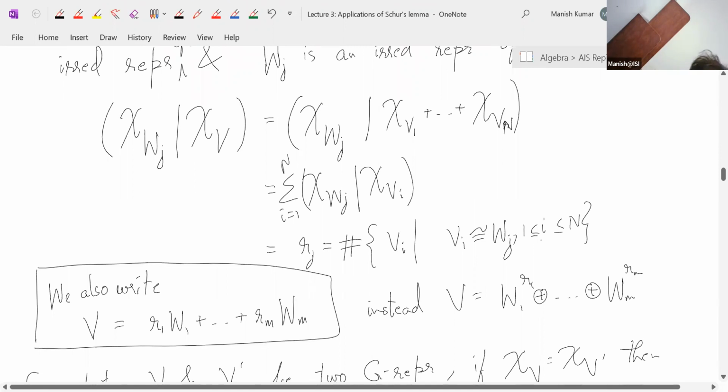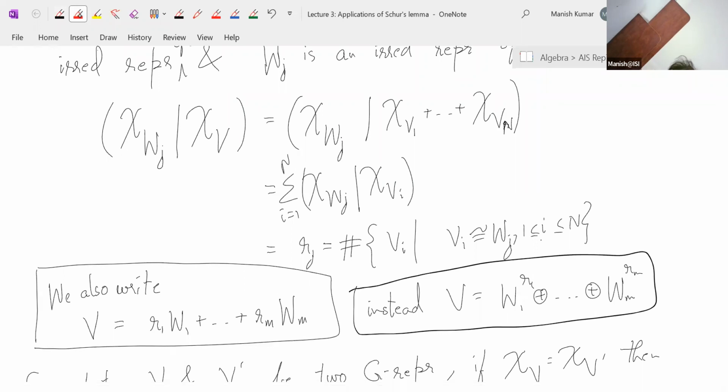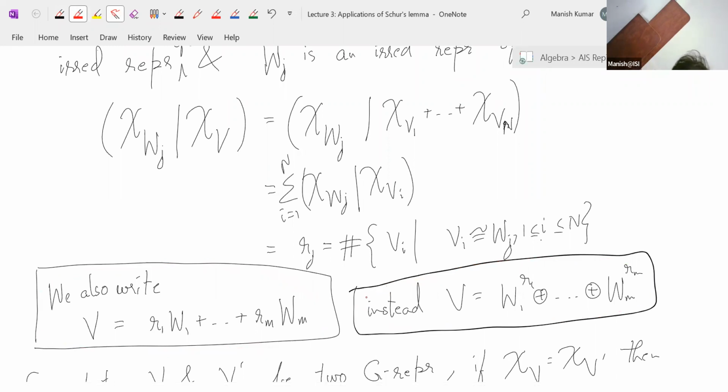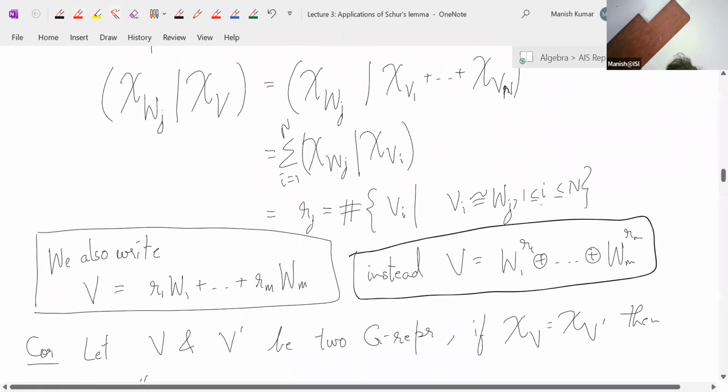In many representation theory books, they also write V as R1 W1 plus up to Rm Wm, instead of this notation. So both notations are there, but there can't be any confusion even if you write it this way. R1 times a vector space, there are not too many interpretations.